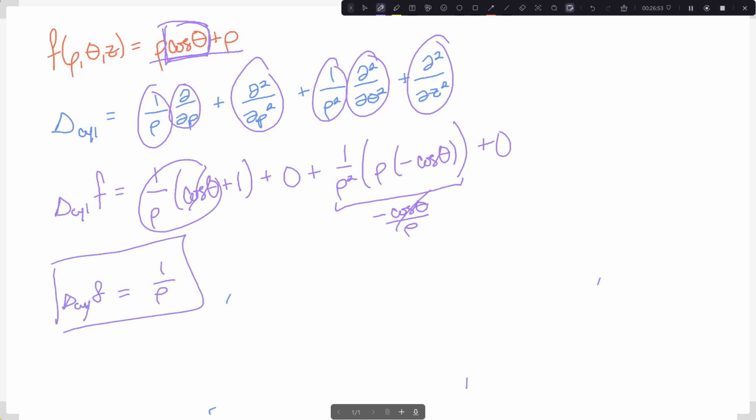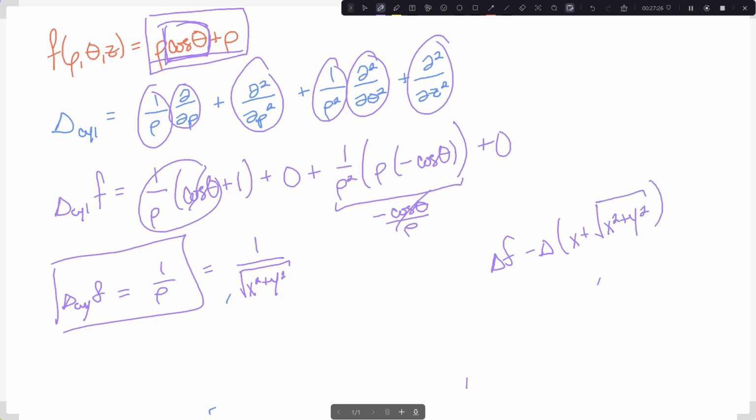And so you can see that the Laplacian behaves a little bit differently in cylindrical coordinates. I want to check really quick, right? Because 1 over rho is 1 over root x squared plus y squared. Let's just check really quick on Wolfram whether the Laplacian of f, now in Cartesian coordinates, where f is represented as x plus root x squared plus y squared, agrees. So we're going to head over to Wolfram really quick.